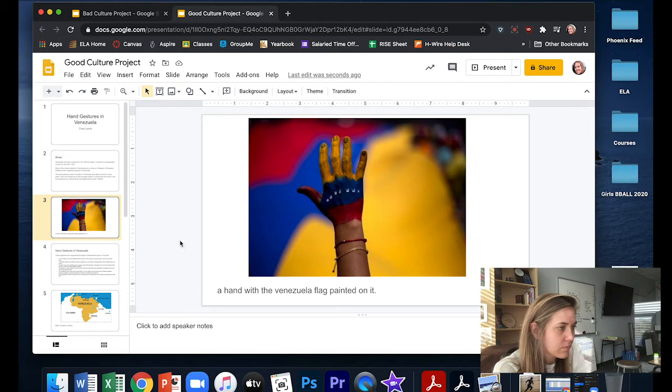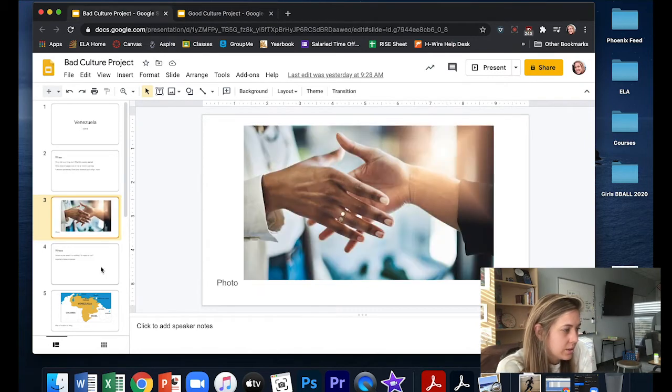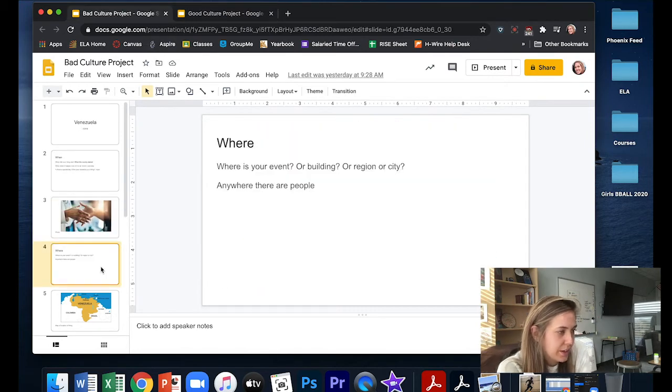All right. Then the next slide was our where slide, and some people took it seriously and some people did not. Some people would put things that are very generic that could apply to anything or anyone. So this where slide, my example of a bad slide, they left the original questions on here, where is your event, building, region, or city, and then they answered it with anywhere there are people.